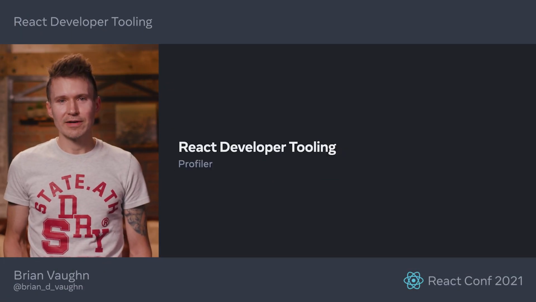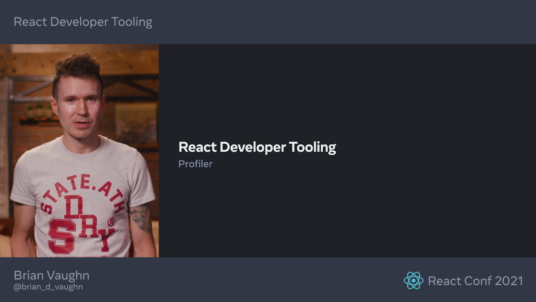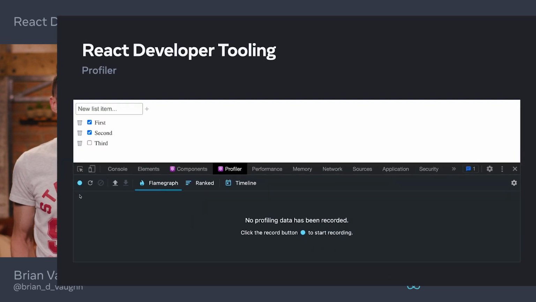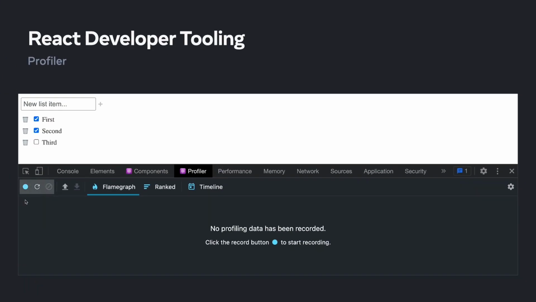I mentioned earlier that DevTools has a profiler to highlight performance problems. This tool has been around for a while, but let's take a quick look at it for anyone who may be unfamiliar. First, let's record a small profile. This is done by clicking the record button to start profiling, using your app a bit, and then clicking the same button again to stop profiling.